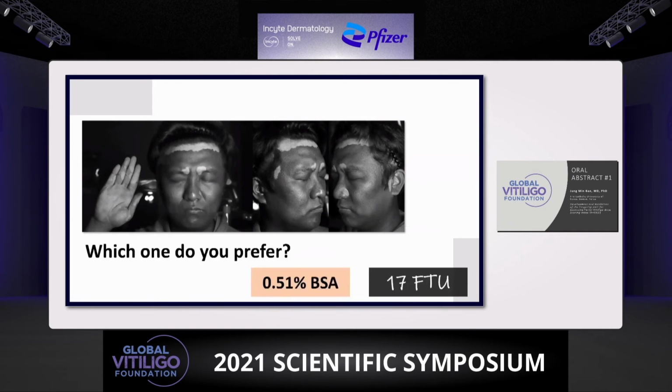Which one do you prefer to describe the vitiligo extent of this patient? 0.51% BSA or 17 fingertip unit? I bet on 17 fingertip unit. Whole numbers are more natural than decimal point less than 1 point.